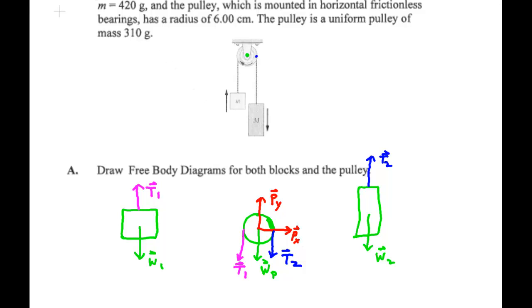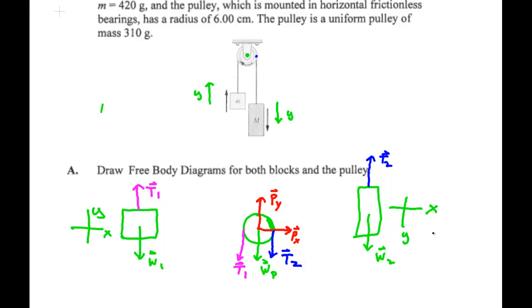Now we need to have some axes. This axis here I'll call X and I'll call Y. And by the rule of the gun, if this block goes up this way in the Y direction, this block goes down in the Y direction. So we need to rotate our axis to show that. So by the rule of the gun, I rotate the axis. So this is Y and this is X.